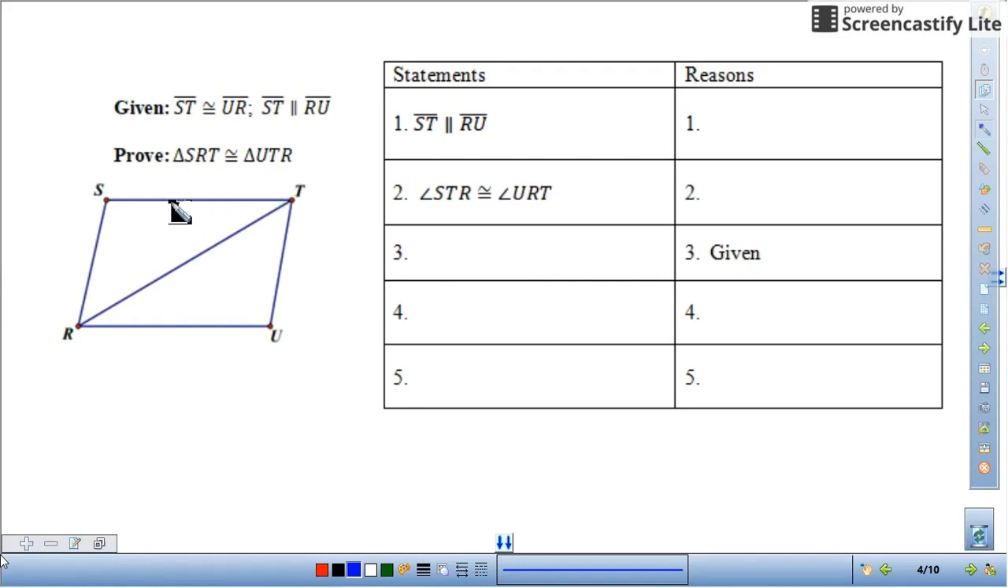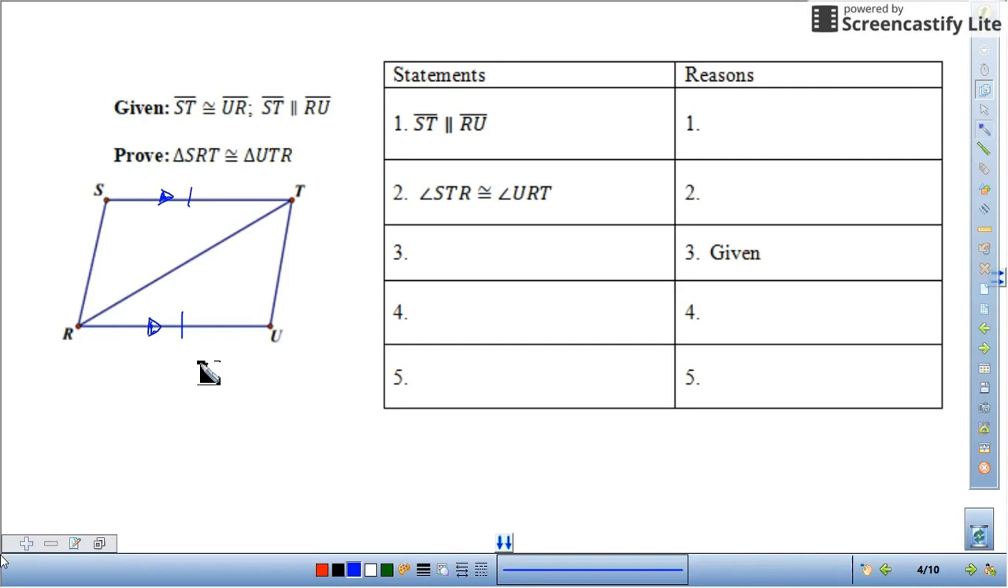So let's go ahead and just start marking some things before we really get into our proof. This one's a little bit more difficult than the previous one. So we know that ST is congruent to UR, and we know that ST is parallel to RU. So we know those are parallel. And we're trying to prove that SRT is congruent to UTR.